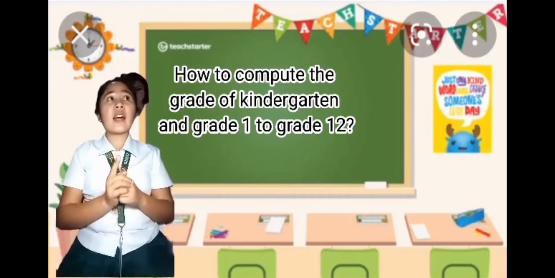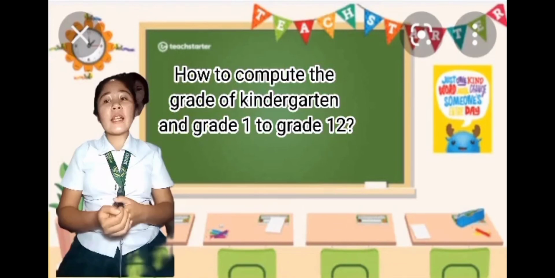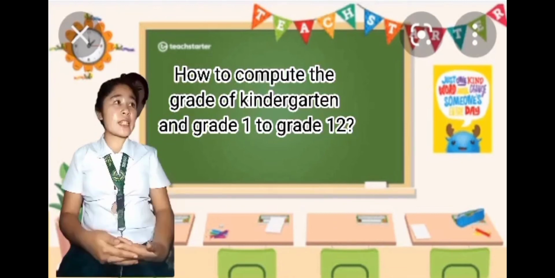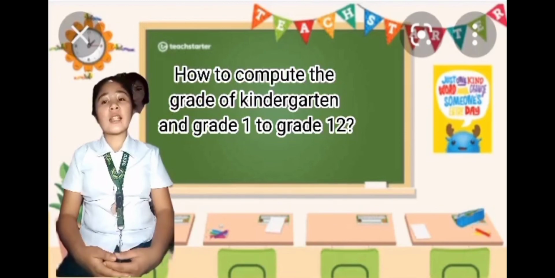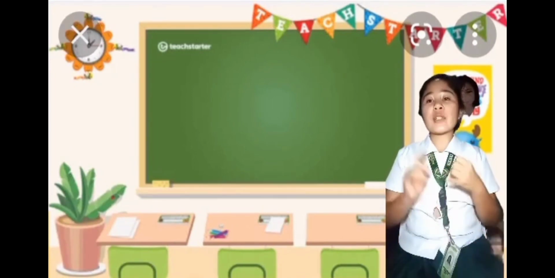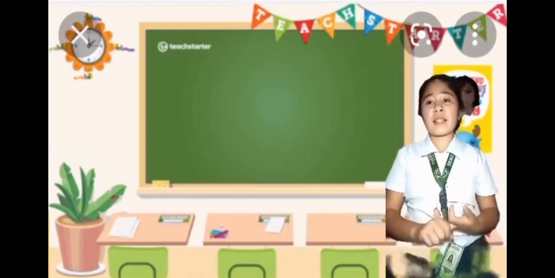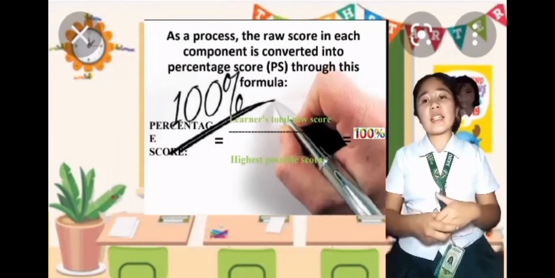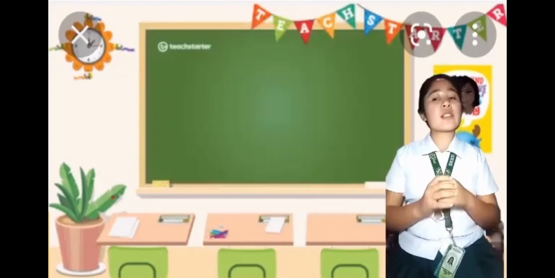Unlike in grade 1 to grade 12, in a grading period, there is one quarterly assessment, and there should be instances for students to produce written works and to demonstrate what they know and can do through performance tasks. We need to add the scores of the students in written works, performance tasks, and quarterly assessments. Raw scores from each component have to be converted to a percentage score. The sum for each component is converted to the percent score.